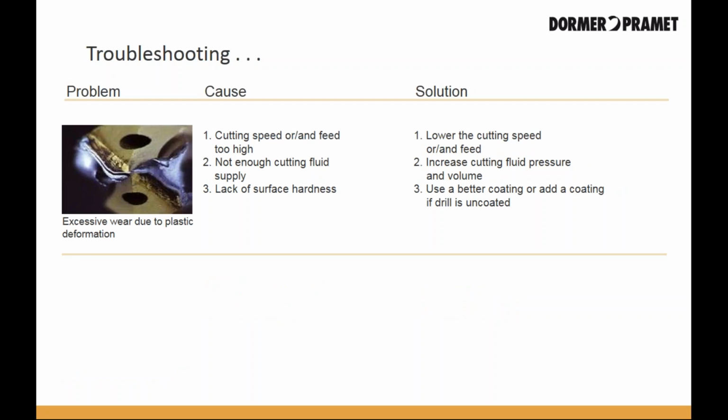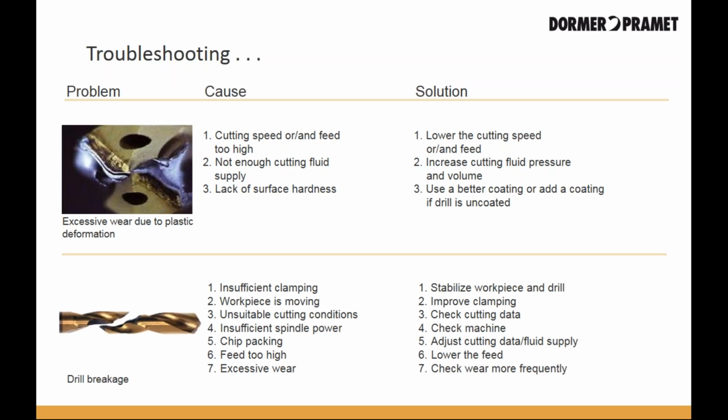Plastic deformation. This is normally caused by too much heat building up at the cutting edges. As we've said over and over in our webinars, the speed causes heat, and heat will kill your tool. So some of the causes: again, cutting speed or feed rate is too high, not enough cutting fluid supply, or lack of surface hardness on the tool. Solution: lower the cutting speed or the feed, increase cutting fluid pressure and volume, use a better coating or add a coating if the drill is uncoated.